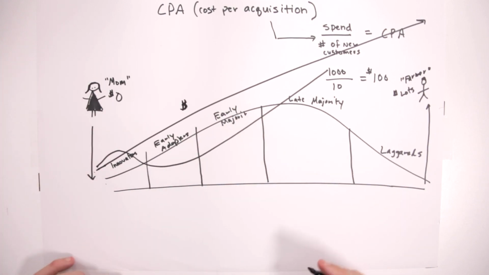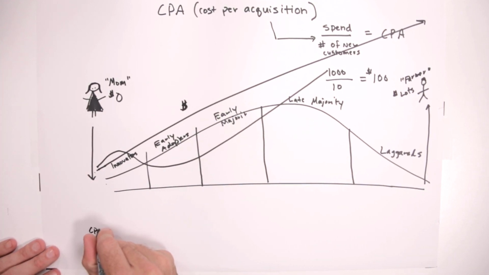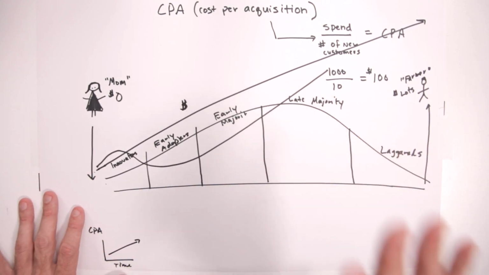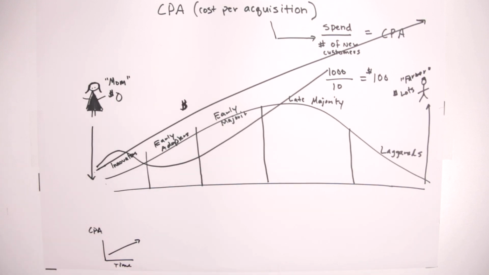So as you are thinking about planning for your CPA over time, if we just do a little graph where this is CPA and this is time, you should build a model that has it moving like that. All customer acquisition metrics degrade over time, like physics. Absent network effects, your customers will become more expensive to acquire over time.